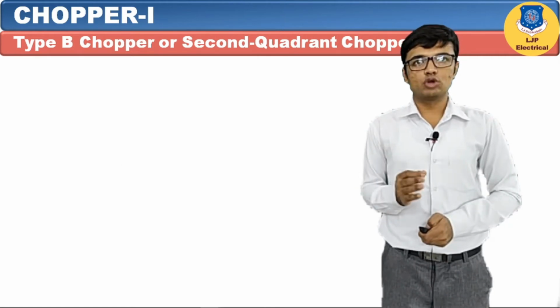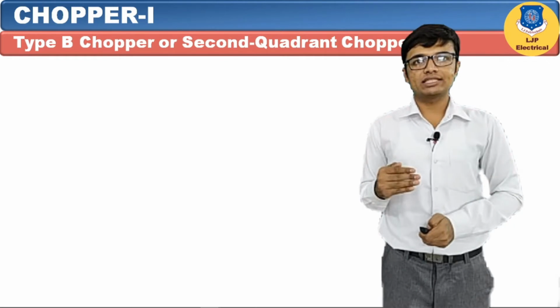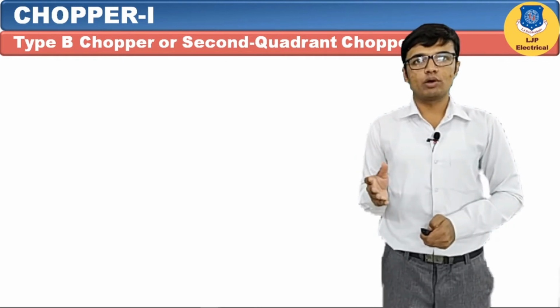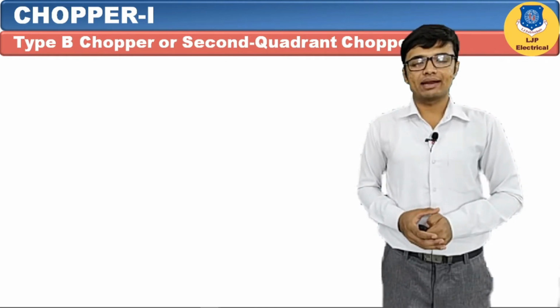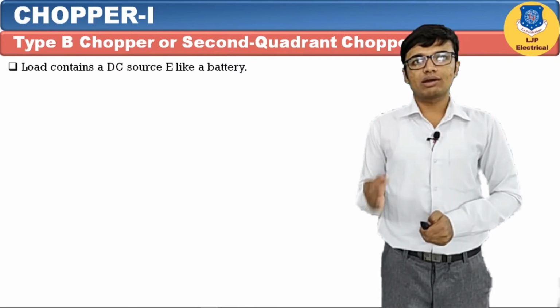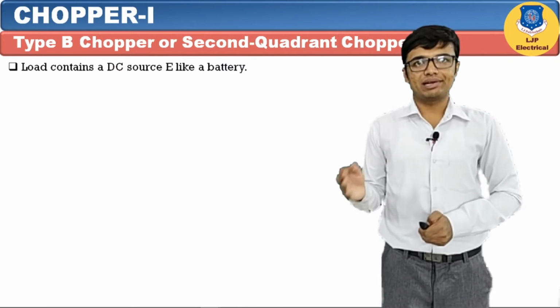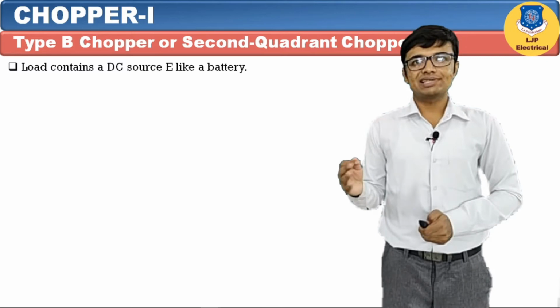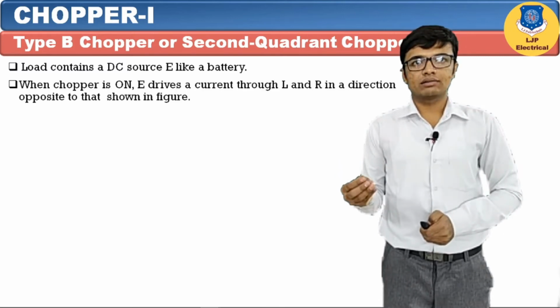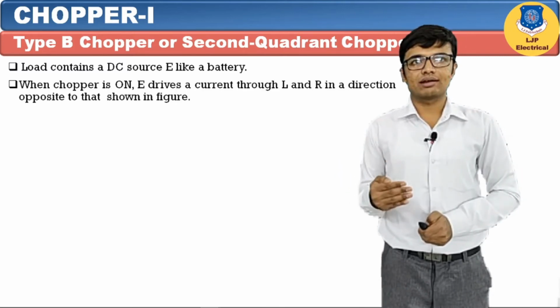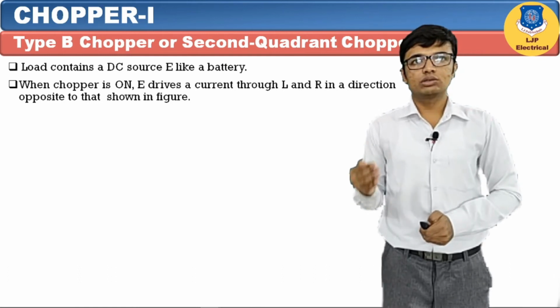It is a step up chopper. It means value of the output voltage will be greater than the input voltage, that we will see from diagram. In this chopper, load contains a DC source like a battery, and this battery is chargeable. It will drive the current through the inductor and resistor in the direction opposite to that shown in figure.